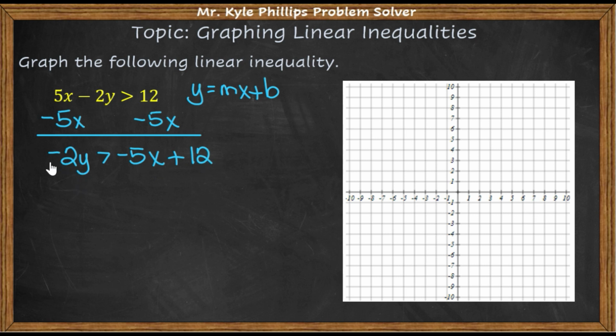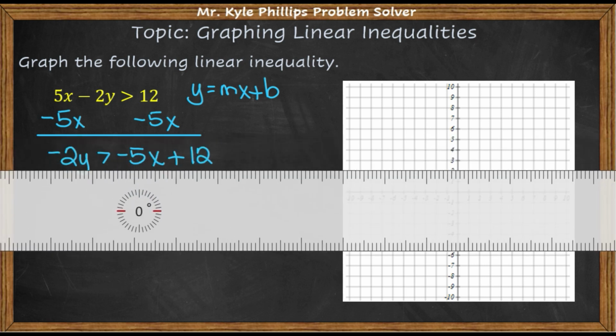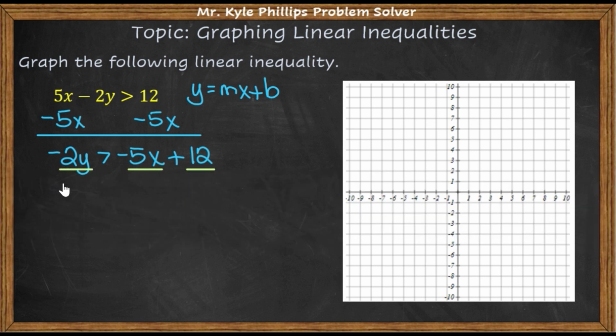So here we're going to have to divide by the coefficient in front of y. So we are going to divide by this negative 2. So here we'll divide everything by negative 2. Now, our rules for inequalities have not changed. Remember, anytime you divide by a negative number, the inequality has to change direction. So now what we have is y is less than positive 5/2 x minus 6. So this is our equation that we need to plot.